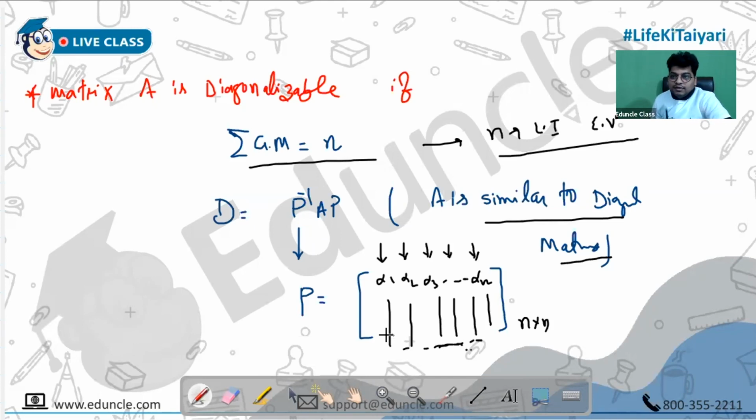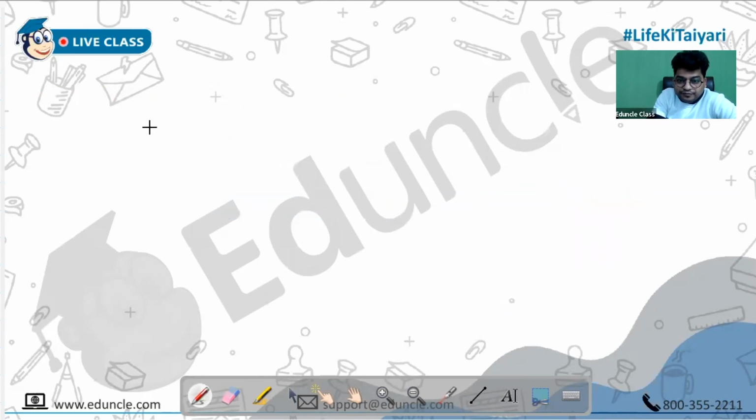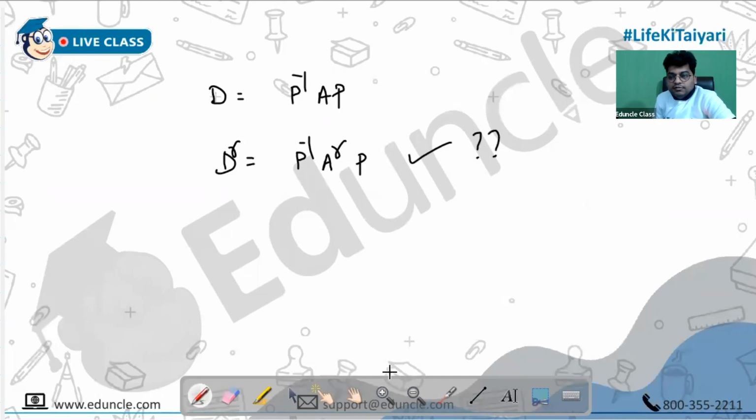This is one diagonalizable concept. And you know that in diagonalization, if D is equal to P inverse AP, then D to the power r is P inverse A to the power r P. Do you know this thing? This is also one of the most important concepts. So many questions have been asked on this topic. Yes, this is clear now. Yes, why? Because you will multiply.